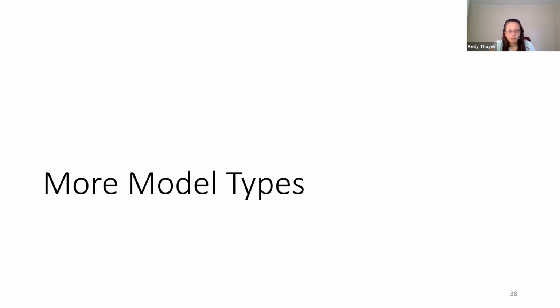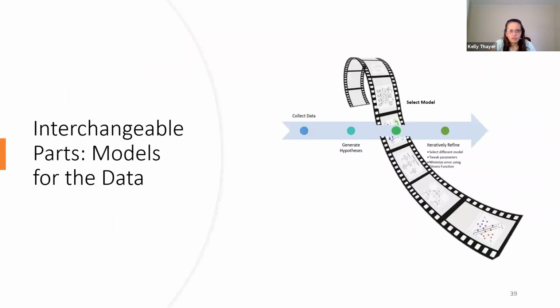Additionally, we've talked about some specific model types, but there are more model types beyond that. So the idea is that the model types could be interchangeable. We think about our process here for doing artificial intelligence and machine learning, and imagine a film strip that could pass through and stop on a different frame and could plug in a different model for that, select the model part in here, right? So we could collect data, generate a hypothesis, and then select a model and iteratively refine it. So more than one model may be appropriate for a particular problem. Some may be better suited than others.